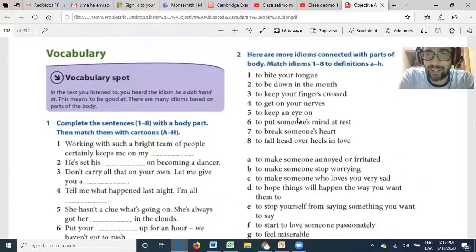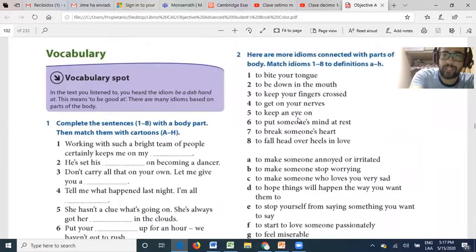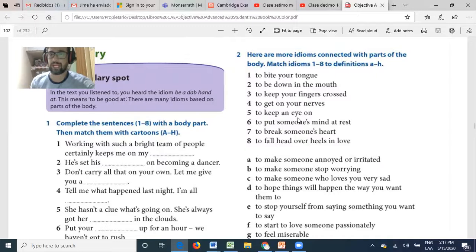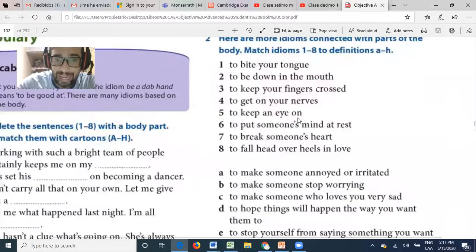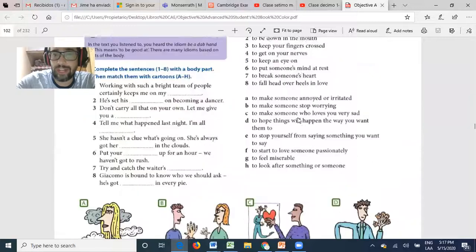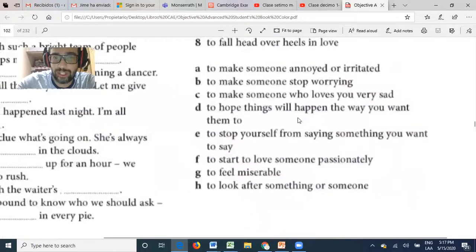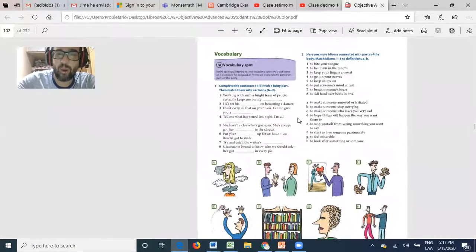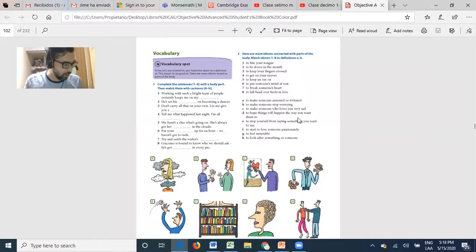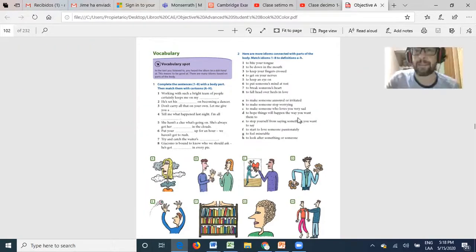Then it says here, just to practice a little bit more of these idioms, part 2, more idioms connected with parts of the body. Match idioms 1 to 8 to definitions A to H. Okay, so all this page 102, all this vocabulary part is for us to practice body idioms. Okay, so let's practice that right away.